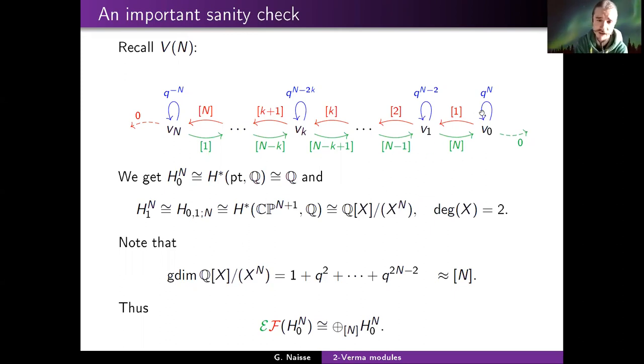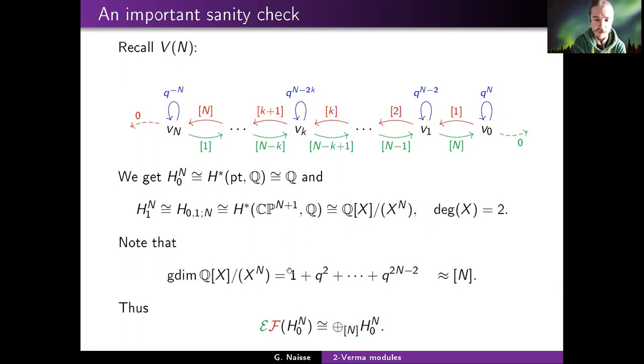And so what this means here is that if I act at the categorical level with E and F, I will basically tensorize with this projective space, but viewed as a vector space over Q. So it means that I will just decompose it as a direct sum depending on the dimension of this guy.